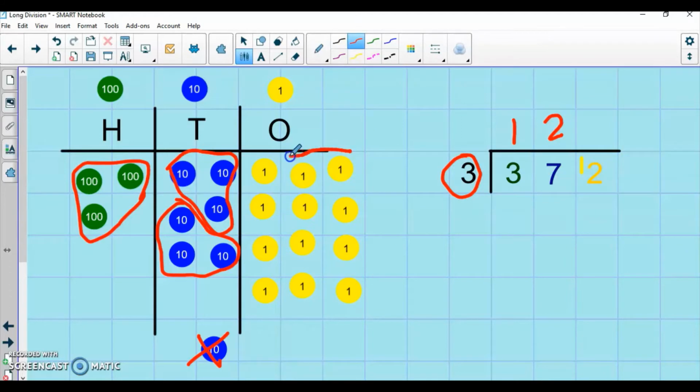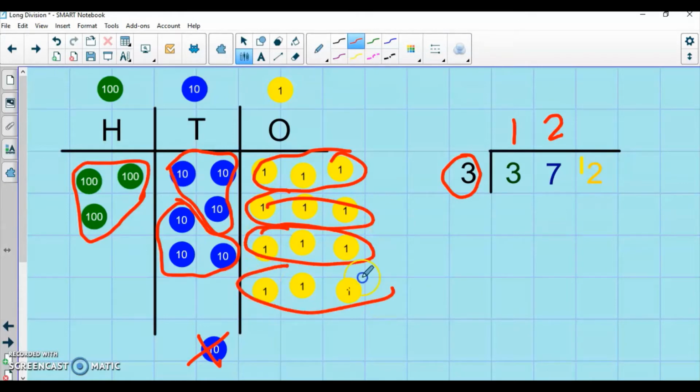And now if I do my grouping, I've arranged it quite nicely. How many groups of 3 do I have? Whole groups of 3 do I get in that 12? I get 4 whole groups of 3. Okay, nice and straightforward there. And that's what's happening when we're doing that division.